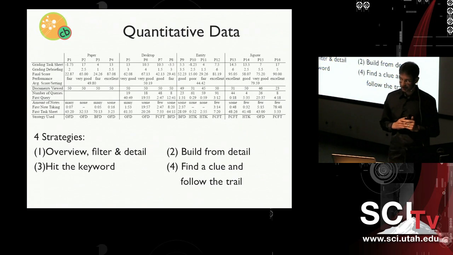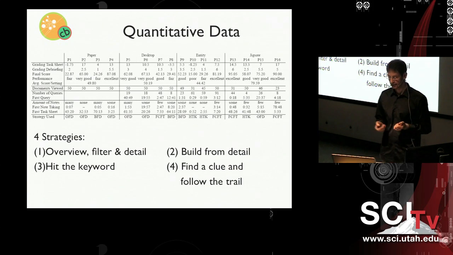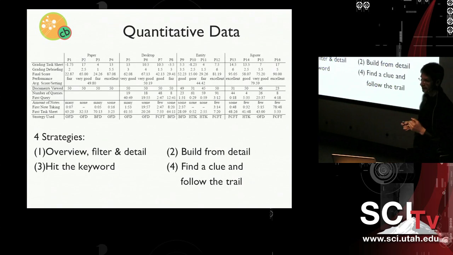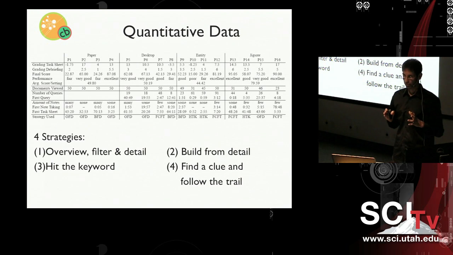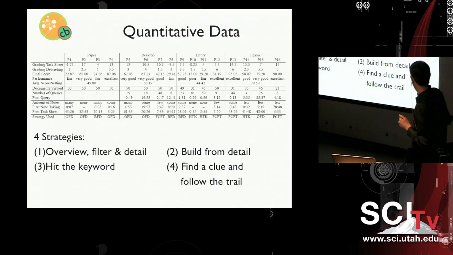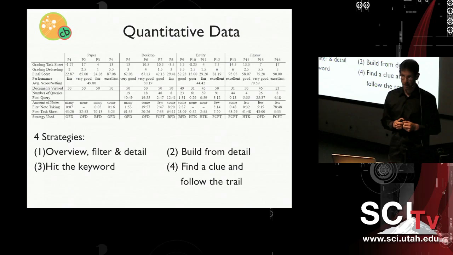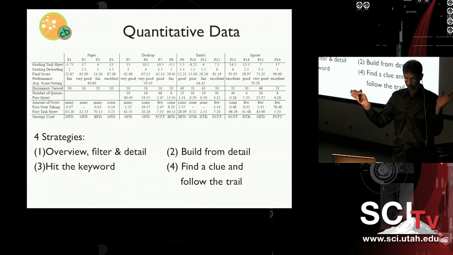Finally, we analyzed the data according to different strategies. How did the students approach this analytical task? We came up with 4 different strategies. One we called overview, filter, and detail, where the students first looked at a couple of documents briefly to get an overview and then narrowed down their investigation. A second approach was basically the opposite. Building from detail, a student was just reading 1 or 2 documents in great detail, and then branching out from what they found in those documents.